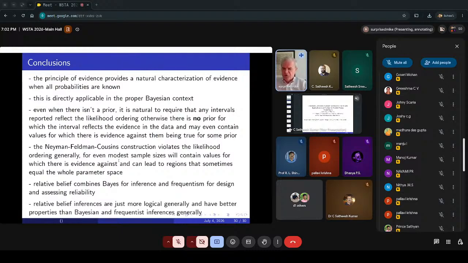So I'm trying to advocate to the physicists that they use these plausible intervals instead. And relative belief combines both Bayesian inference and frequentism. There's no conflict between the two. I just think, generally speaking, the relative belief inferences have better properties, soundly based on logic, than Bayesian or frequentist procedures generally. Thank you very much. And I'm sorry if I went a little bit too long.